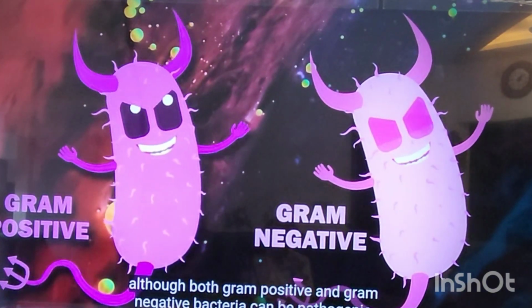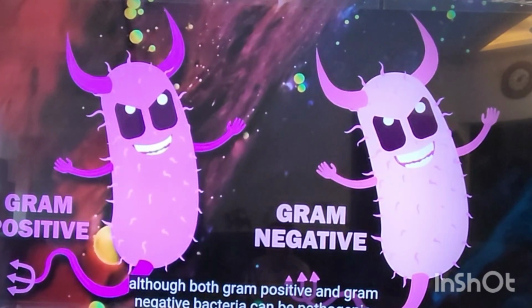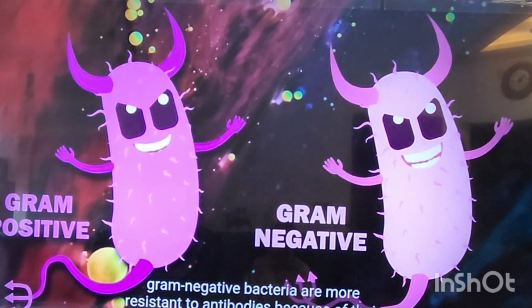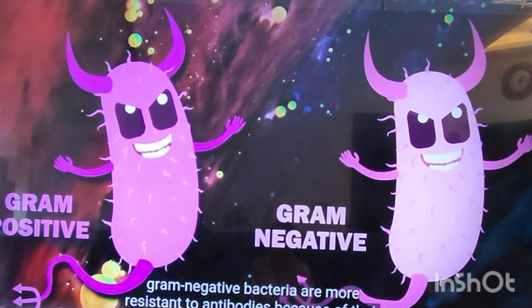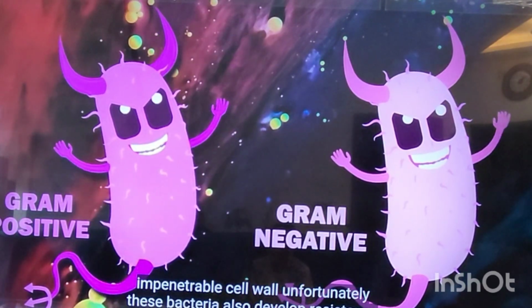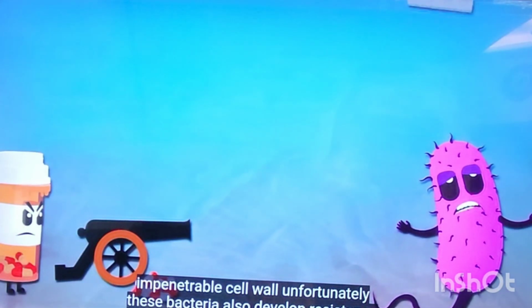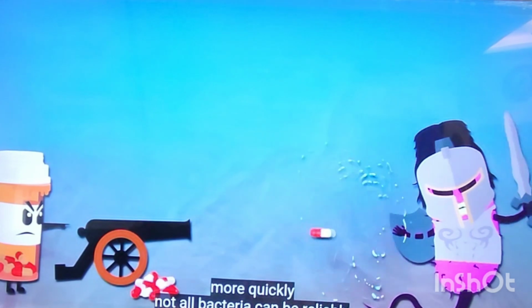Although both gram positive and gram negative bacteria can be pathogenic, gram negative bacteria are more resistant to antibiotics because of their impenetrable cell wall. Unfortunately, these bacteria also develop resistance more quickly.